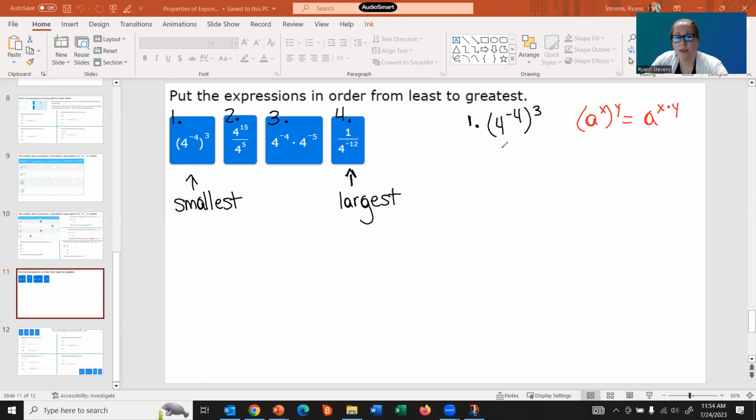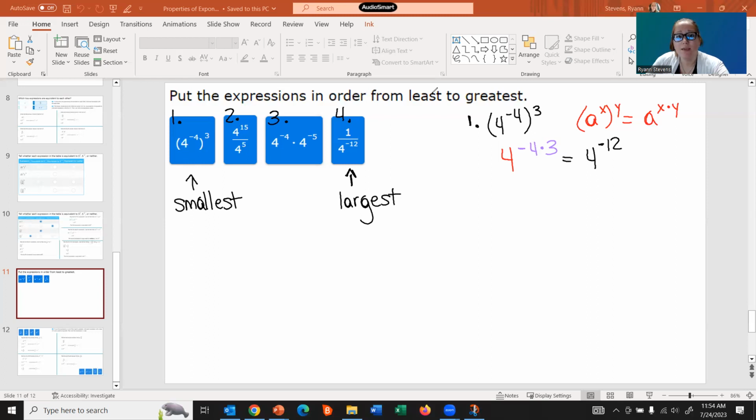Okay, so the base stays the same, 4 stays the same, and then we're going to take these exponents, -4 times 3, and that's going to give me an answer of 4 to the -12. -4 times 3, integer rules again. The signs are not the same this time, so that means our answer is going to be a negative number, and then 4 times 3 is 12.